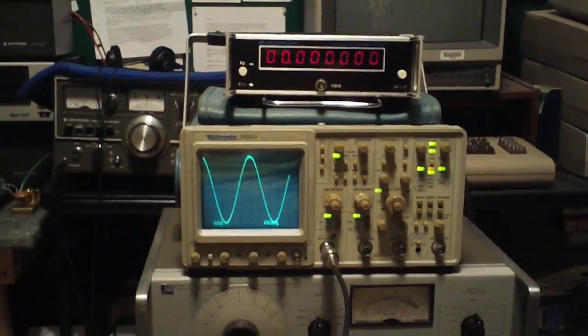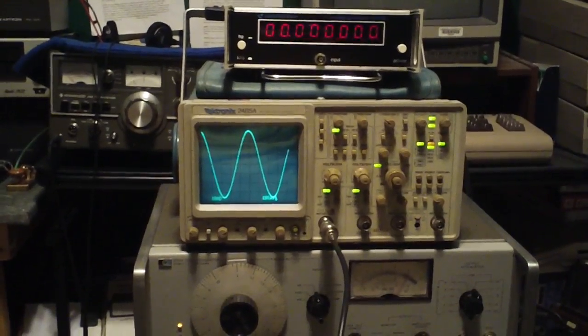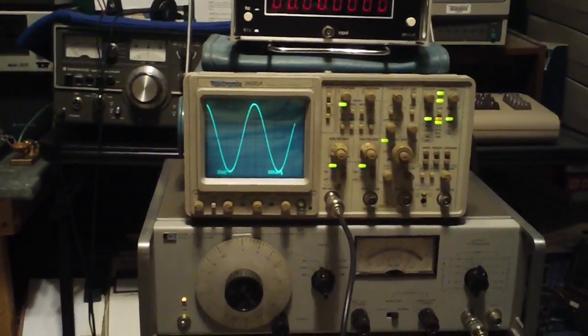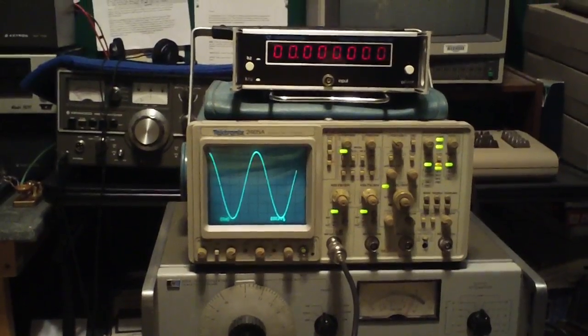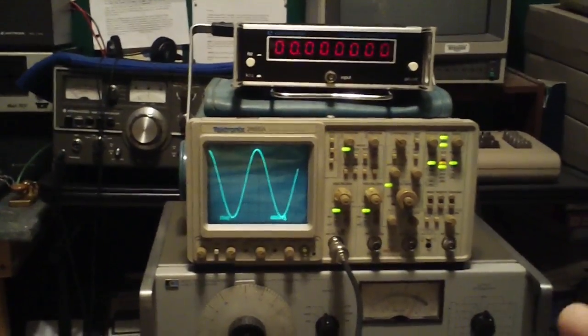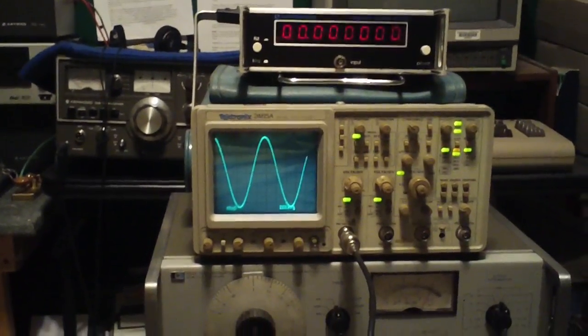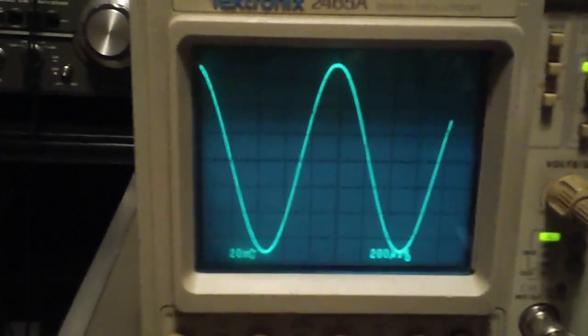Okay, so I wanted to make a quick video demonstrating taking a frequency measurement from my signal generator on my new 2465A scope, and then compare that calculation to the measurement from my frequency counter. So the first thing we want to do is look at the trace on the scope.